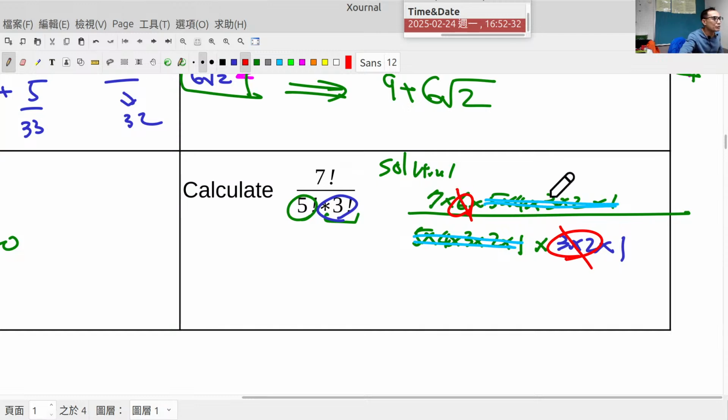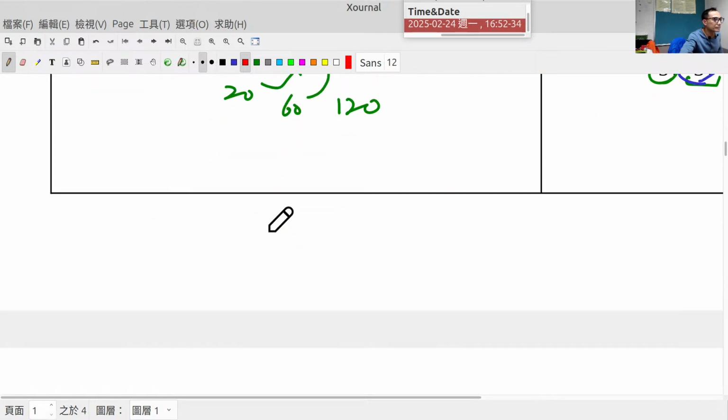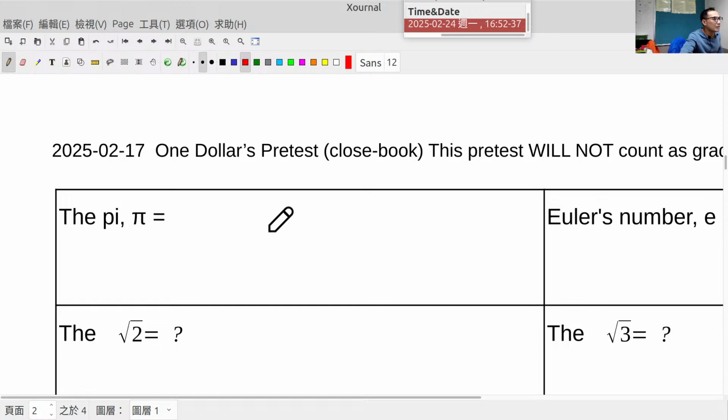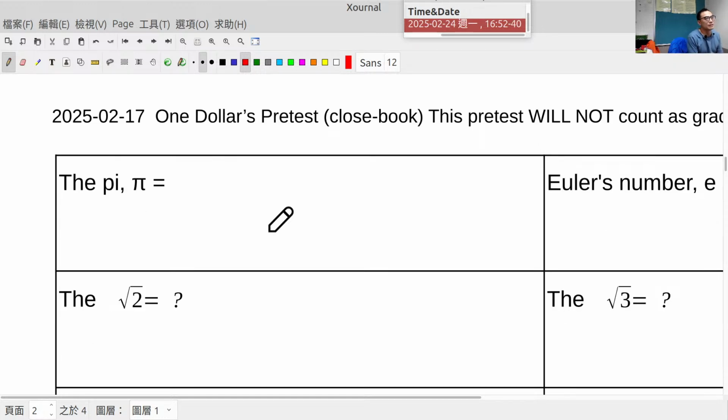Okay, let's move to the next question. The first one, the pi. The easiest way you can write it as 3.14. That's enough. Sure, if you can write more, it's up to you. But I think 3 digits, 3.14, is the basic requirement.